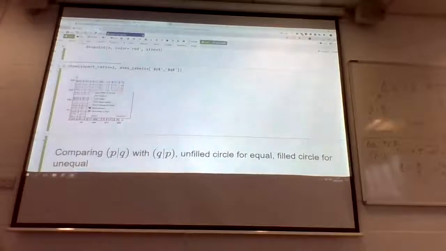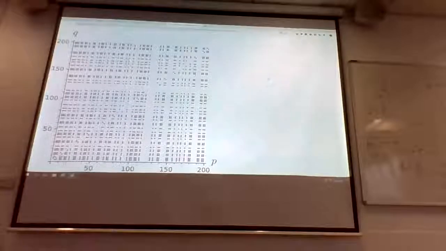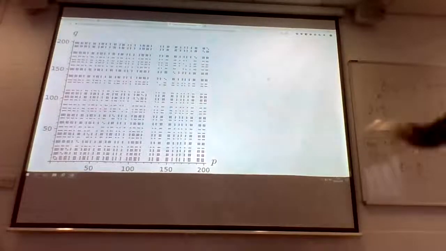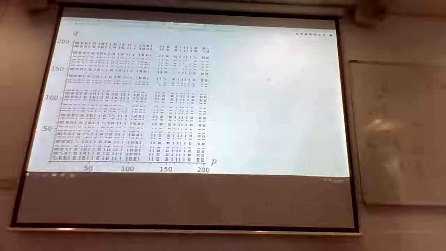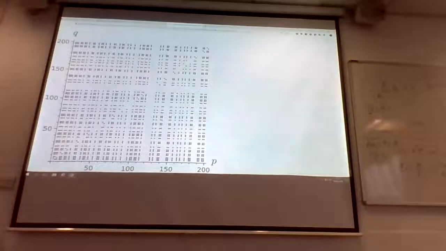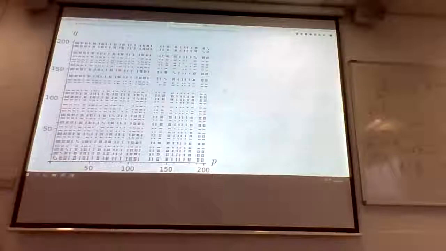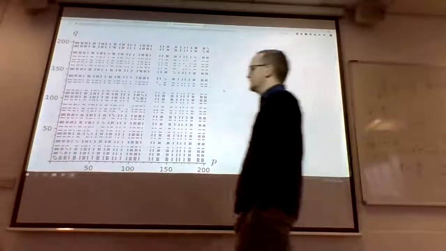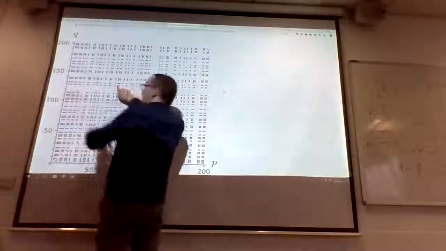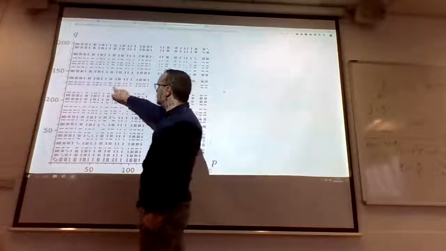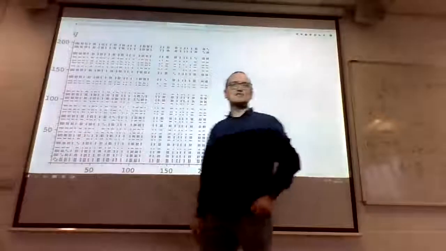So I get this plot here. It's what you expect: a cloud of red and blue points. Blue for +1, red for -1. Every blue point says that P modulo Q is a quadratic residue, and every red point says that P modulo Q is a quadratic non-residue.